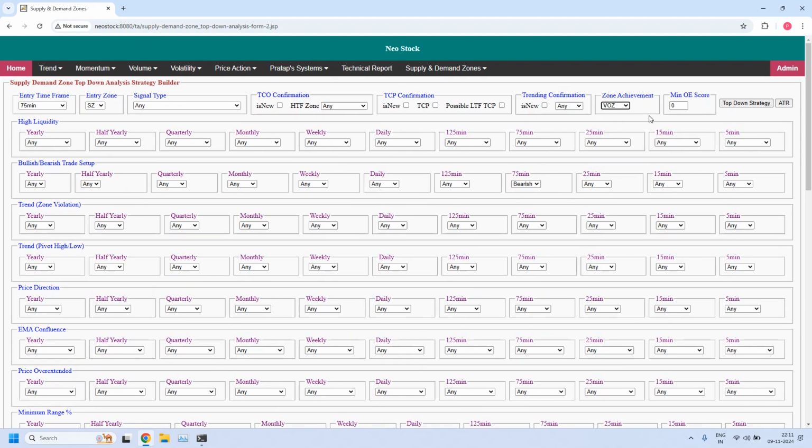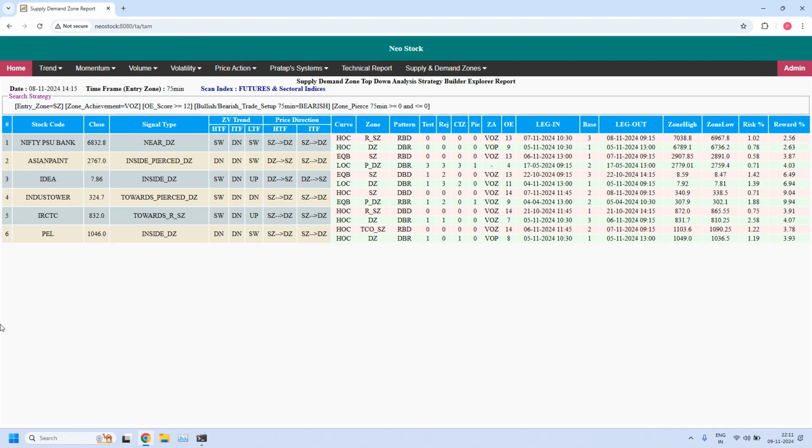Zone achievement violated opposing zone. Minimum odd enhancer score is 12. All the 3 filters are applied to 75 minute supply zone. We got 6 stocks. Currently these 6 stocks are supporting bearish trade setup for weekly income trade. That is entry time frame, entry zone are 75 minute supply zones. That means in all these 6 stocks, these 75 minute supply zones are currently supporting bearish trade setup for weekly income trade, entry time frame 75 minutes.